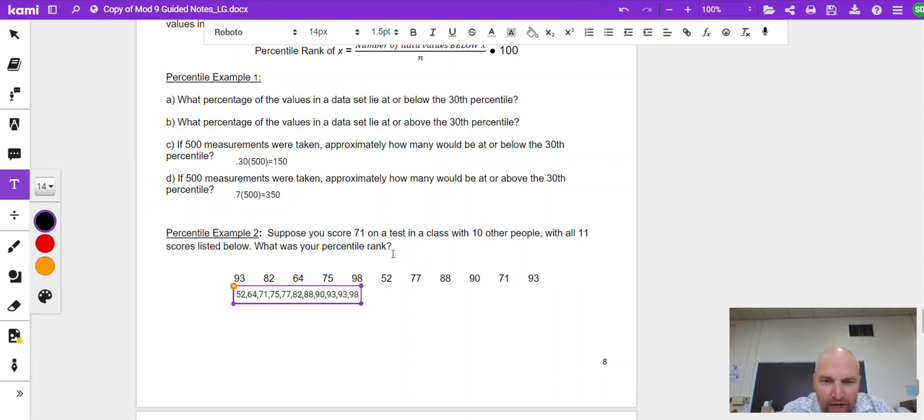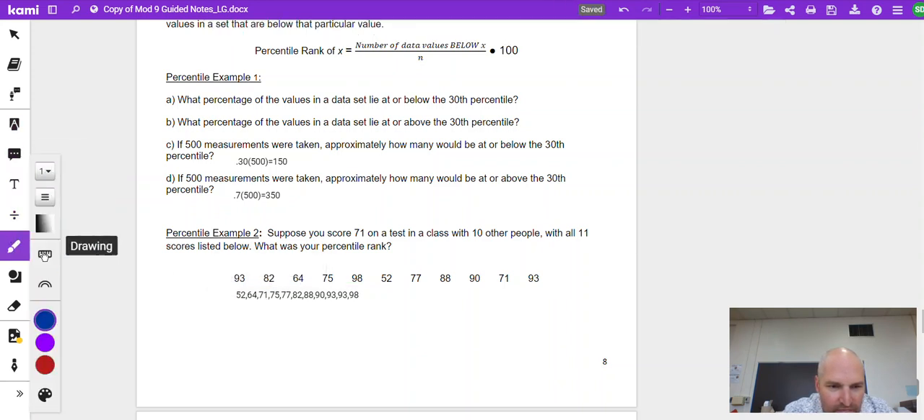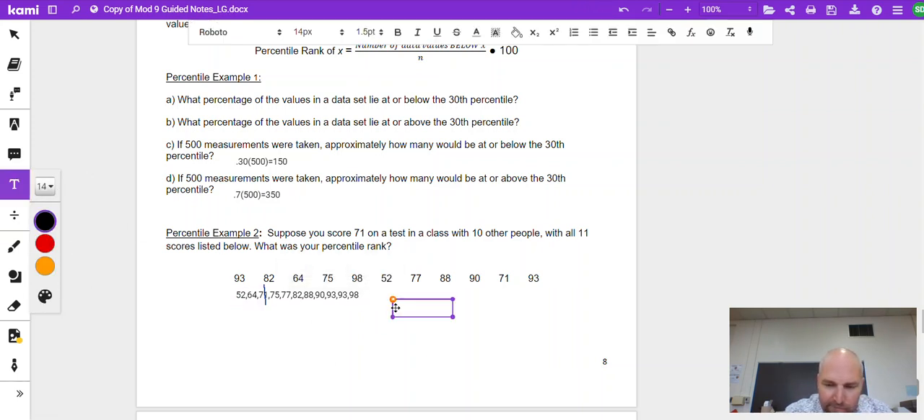So I put them in there, and then you got 71. So this was you right here, 71. You got 2 scores below you? So I'm going to take 2 and divide it by 11 because there were 11 data points. When I do that, I get 0.181, meaning 18th percentile, right? So it'll be the 18th percentile.